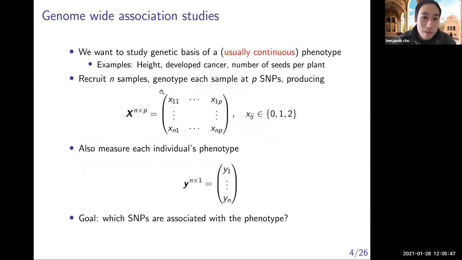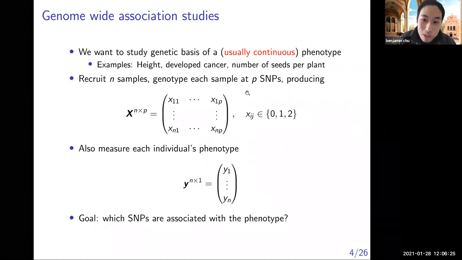First, genome-wide association studies are what we're trying to analyze. This is some kind of data where we're basically trying to study the genetic basis of some phenotype. This phenotype is usually continuous, like height, but it doesn't have to be. It could also be binary, whether or not patients developed cancer, or it could be count data, like how many seeds per plant. If you want to study these genetics, you collect n samples, and for each sample you look at p specific positions of their DNA sequence. p is usually about a million, whereas there are 3 billion base pairs total, so p is much smaller than 3 billion.